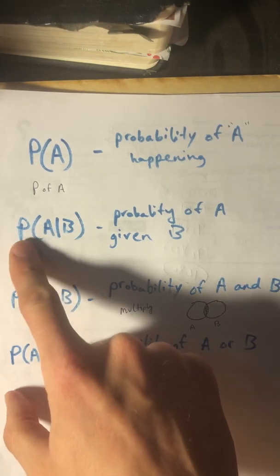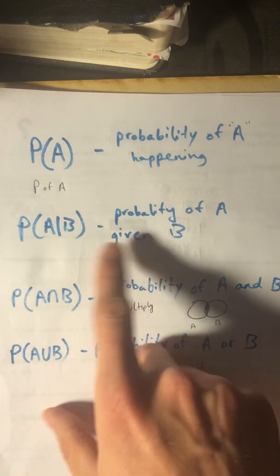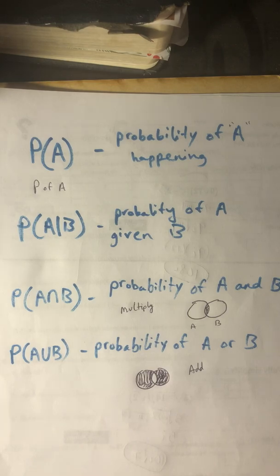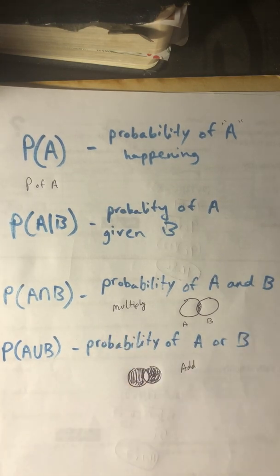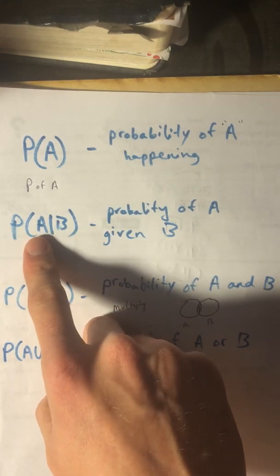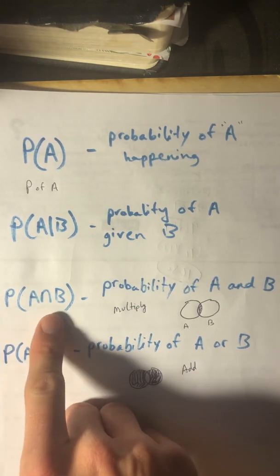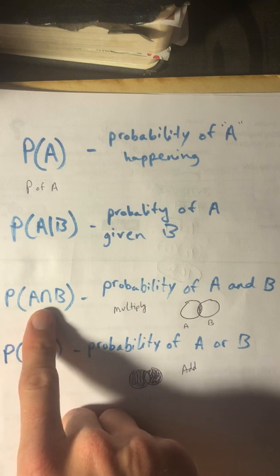This dash right here says probability of A given B. So given that B happens, what's the probability of event A happening? This might be like, what's the probability of getting a speeding ticket if you drive a red car? So if you drive a red car, what's the probability of getting a speeding ticket? Something like that.